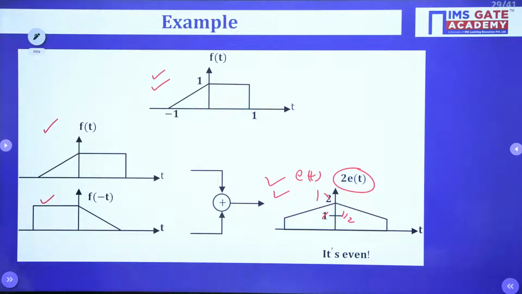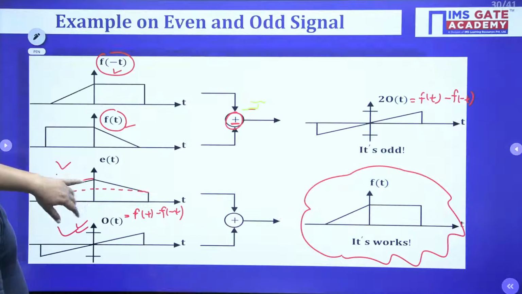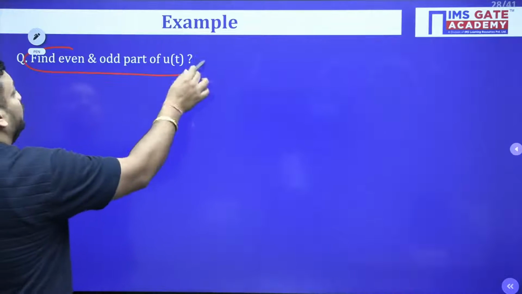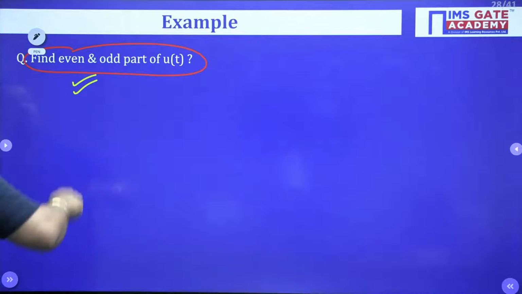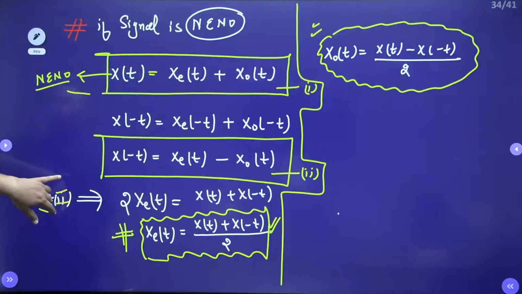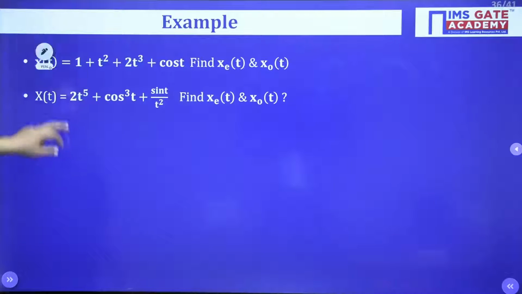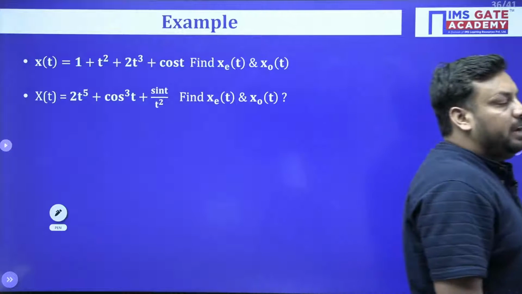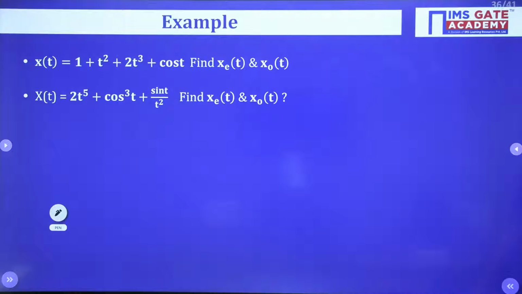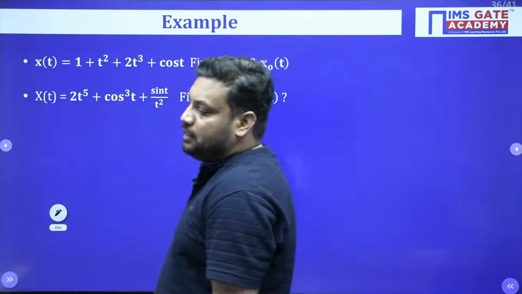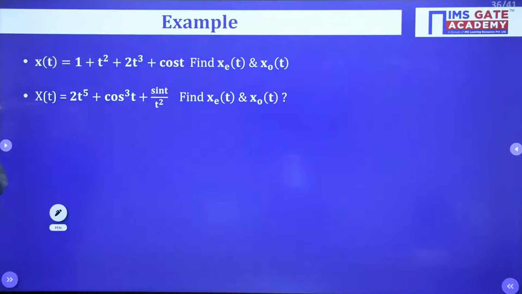Next, if the question is coming like this, find the even and odd component of u(t), that question we have already completed. No problem. Now one more thing, guys. Here is one question. Can you please identify the even and odd component from x(t)? If you are directly able to identify, then it is good. If not, you can directly use the formula. The even part of x(t) is nothing but x(t) plus x(-t) upon 2.